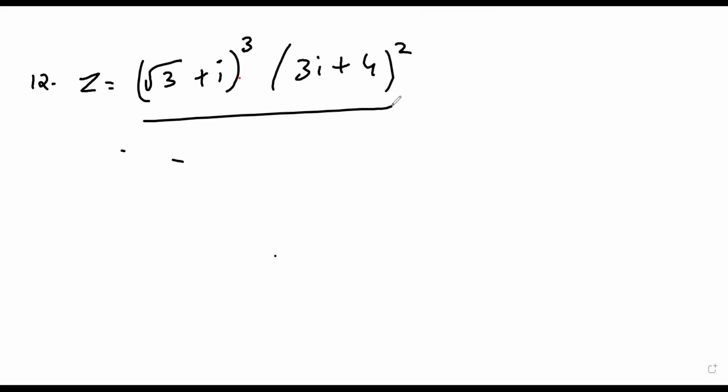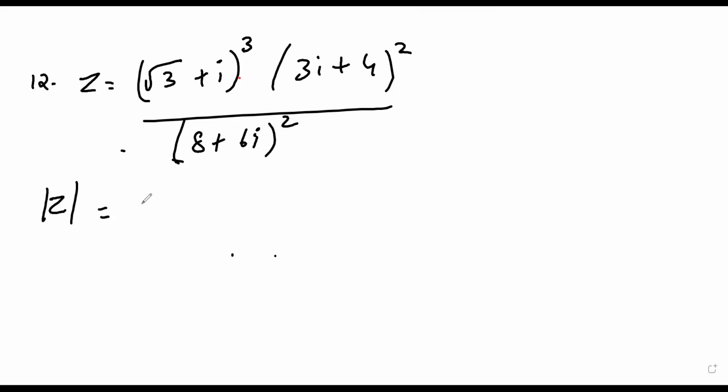The question here is, z is equal to, let me see the question here, yeah, (root 3 plus i) the whole cube into (3i plus 4) the whole square by (8 plus 6i) the whole square. Then what I have to do? I have to find mod of this thing. Correct? Mod of z.